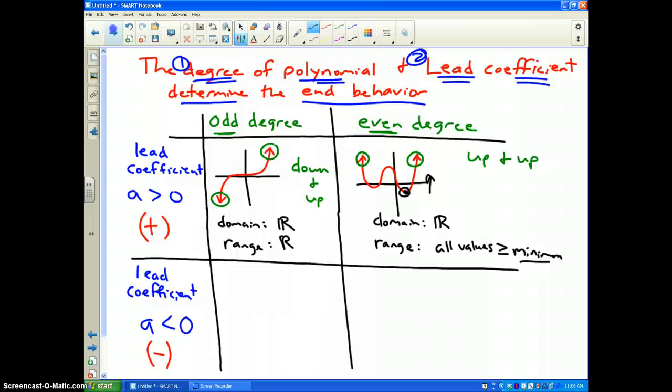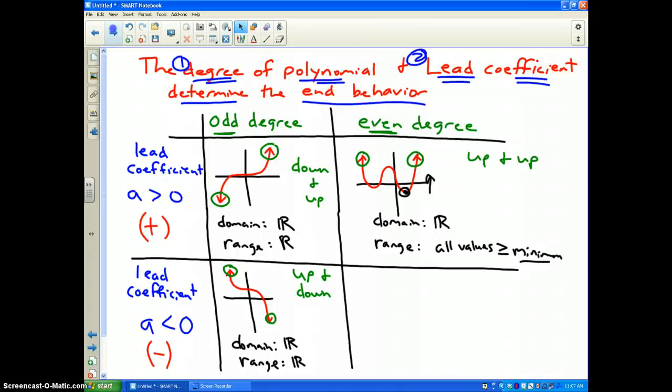All the range or all the numbers on the red graph are higher than that. If your lead coefficient now is negative, let's consider this case. If your lead coefficient is negative and you have an odd degree, it's basically like the graph is flipped the other way. So when your lead coefficient is negative, this will now be an up and then down end behavior situation. Again, the domain is all real numbers, and your range will be all real numbers.